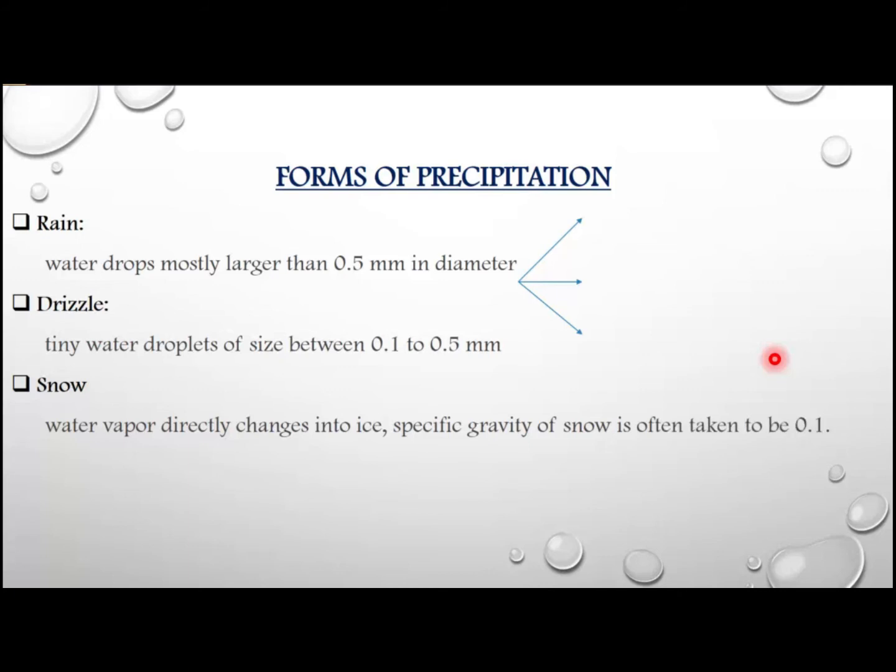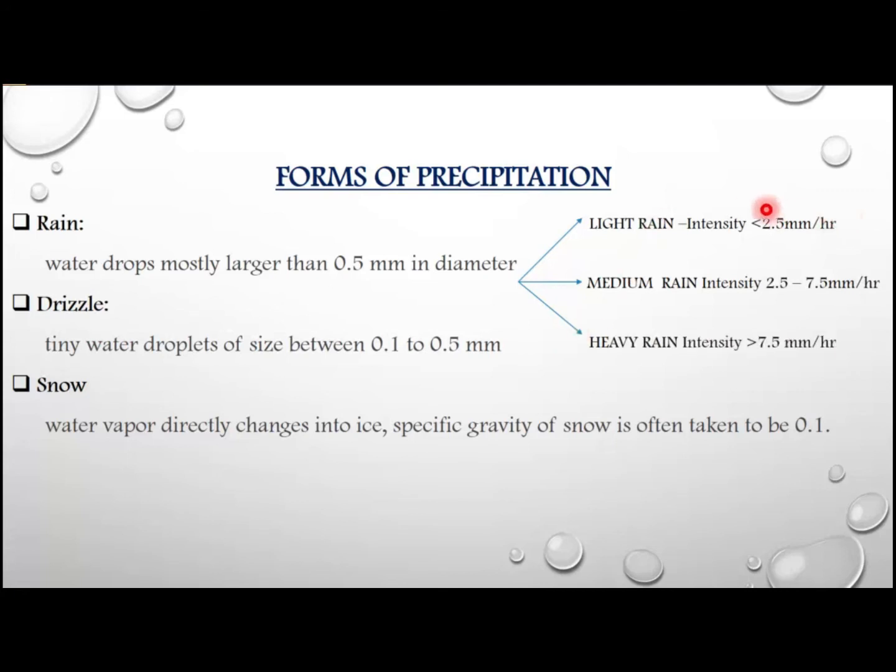Next, depending upon the intensity, we can divide rainfall into three: light rainfall, medium rainfall, and heavy rainfall. In case of light rainfall, the intensity is less than 2.5 millimeter per hour. In medium rainfall, the intensity ranges from 2.5 to 7.5, and in case of heavy rainfall, its intensity is greater than 7.5 millimeter per hour.